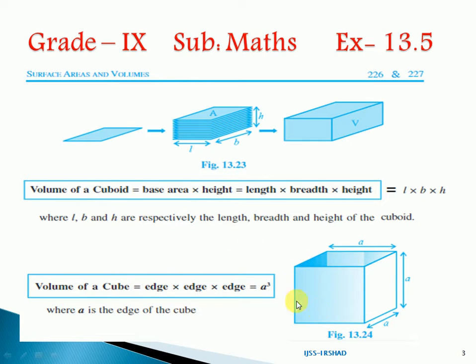Similarly, you can see this figure for the cube. The volume of a cube is equal to edge into edge into edge, meaning these are the edges. You can also write side into side into side, that is, side cube. If I have taken the side represented by a, then the volume of a cube is a cube, where a is the edge of the cube. Edge means the length of its side. So let's move to the exercise.